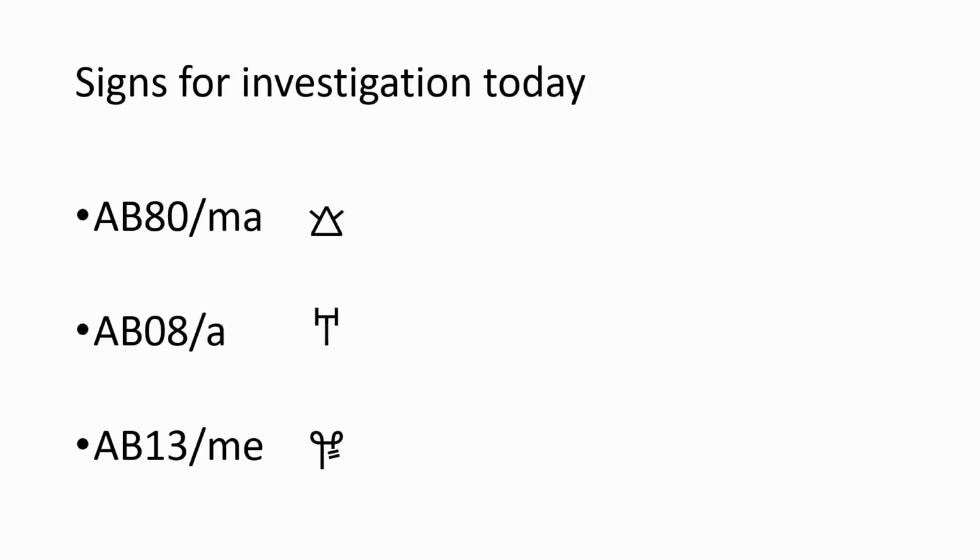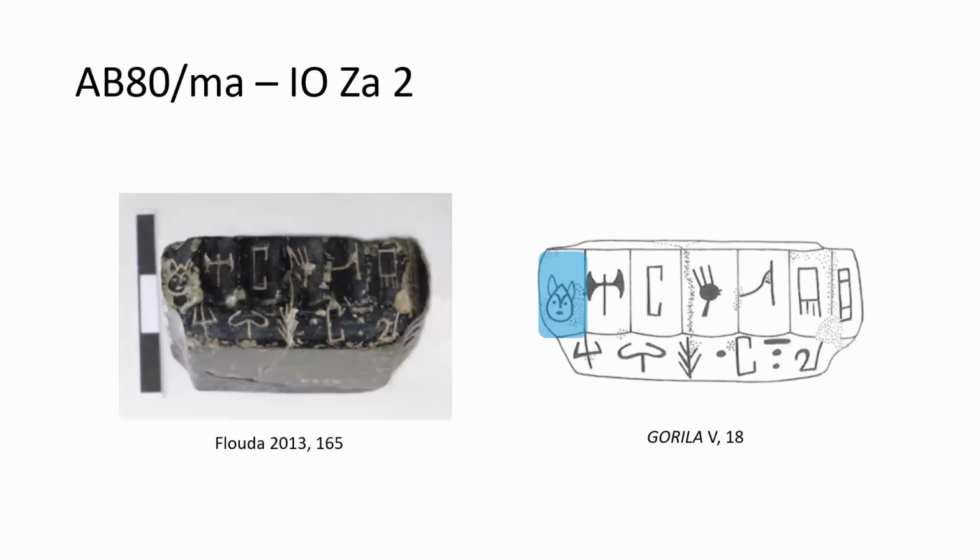Okay, so to keep things simple, I have chosen 3 signs to investigate across stone and clay. These are AB80, the Ma, or the cat face, AB08, the A sign, the double axe, and then AB13, Me. The case studies I will present today are highly selected, okay? I should say this as a disclaimer, as there is a narrower repertoire of signs which appear on stone than on clay. So first, let's take a look at Ma, the cat face, and it's highlighted here in blue.